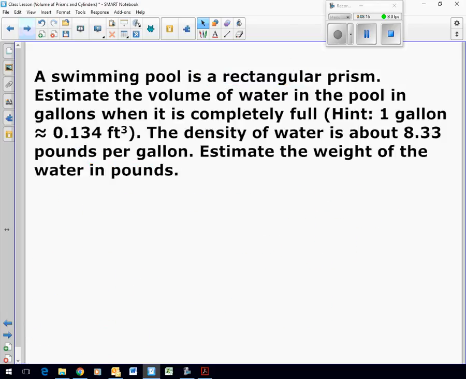The swimming pool is a rectangular prism. Estimate the volume of water in the pool in gallons when it is completely full. Hint, 1 gallon is approximately 0.134 cubic feet. The density of water is about 8.33 pounds per gallon. Estimate the weight of the water in pounds. Check it out.